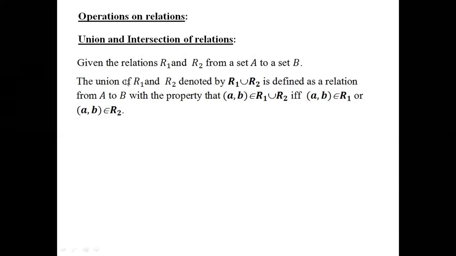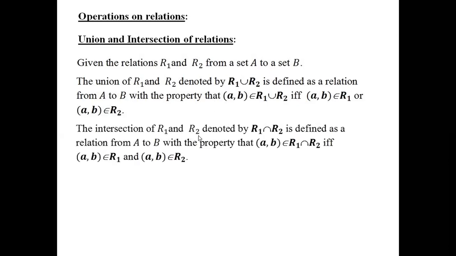So suppose I have two relations R1 and R2. They are two relations from a set A to a set B. Then we can obtain the union of those relations R1 and R2, usually denoted by R1 union R2, with the property that (a, b) belongs to R1 union R2 if and only if (a, b) belongs to R1 or (a, b) belongs to R2. Either of these two it has to. The ordered pair (a, b) should belong to either R1 or R2. Then the union can be obtained.